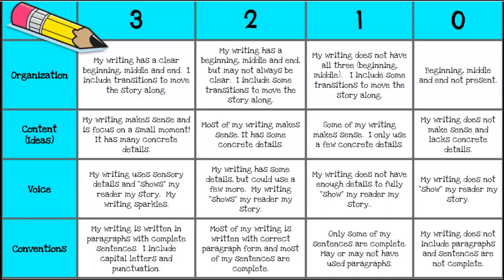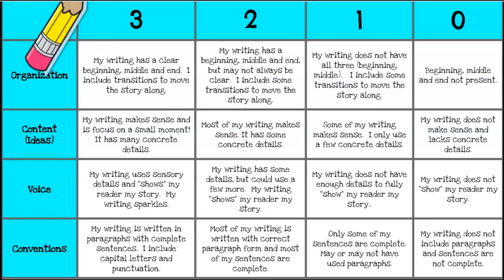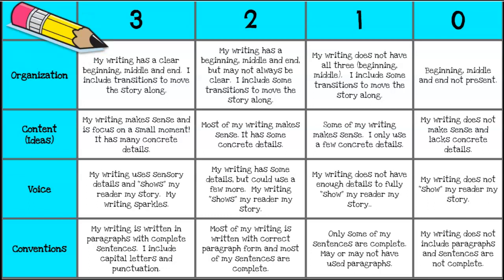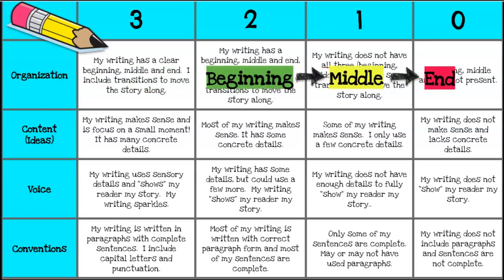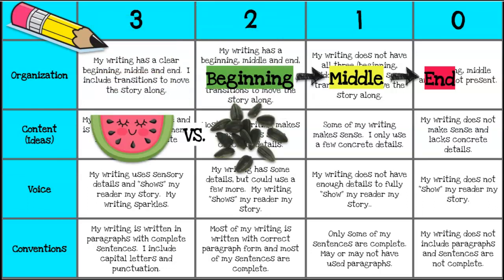This is the rubric that we are going to use to measure the success of your personal narrative. You'll notice that this is broken down into 3 points. 3 is the highest amount of points that you can get in any category. There are 4 different areas to show your success. Organization, we're looking for that clear beginning, middle, and end, and transitions to help move your story along. Your content or ideas means that we are looking for those watermelon seed stories. We want to really target those special moments and include all of the details.